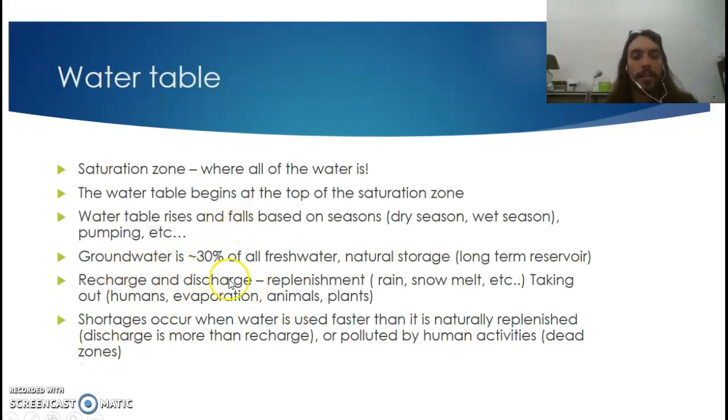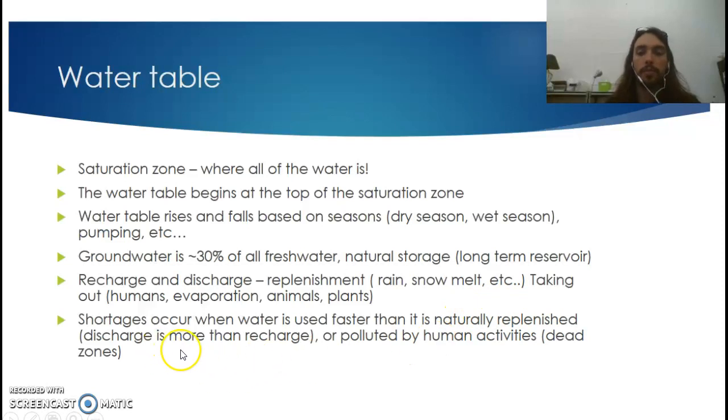So we have this thing called recharge and discharge. Basically, recharge is replenishment of water into a system. So that's going to be like rain, snow melt, other precipitation. Anything that adds water into like a river, basically, or an aquifer is going to be recharge. And then discharge is when you're just taking water out. So humans pumping, evaporation, animals taking water out, plants taking water out and then transpiring that into the atmosphere. That's all discharge. So recharge is replenishing water in an area, and discharge is taking water out of that water table or that aquifer.